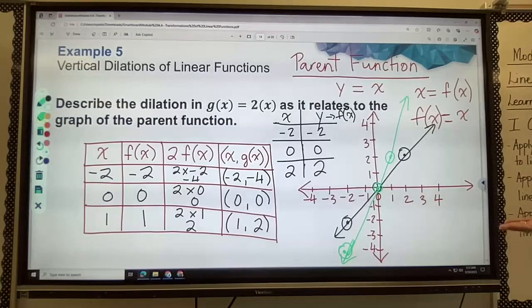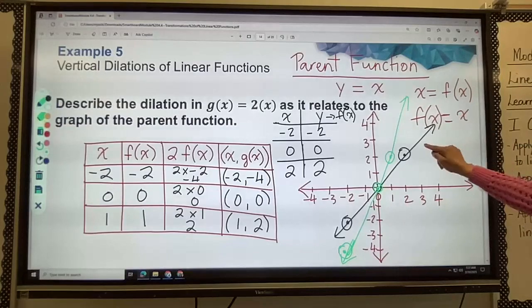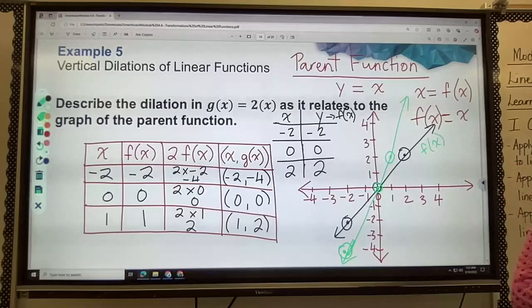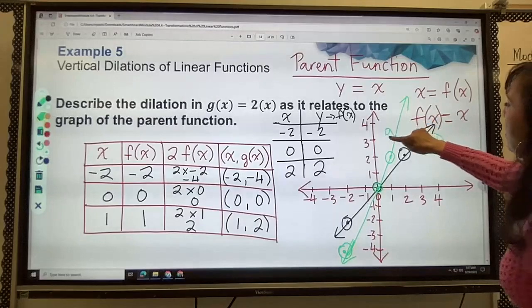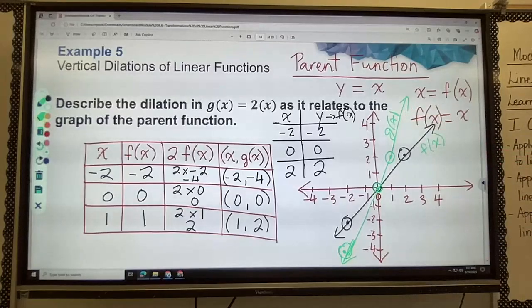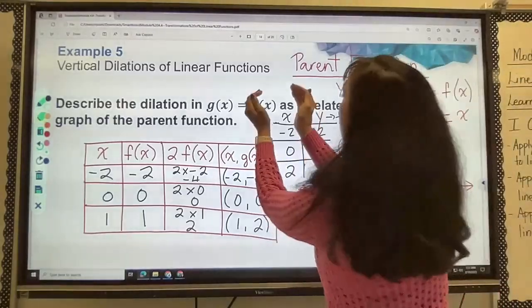So the first one, what is my first graph? This graph is my f of x, right? And my second graph is my g of x. So this is basically what a vertical dilation is. And so we can see that the positive constant a is not grouped with x.